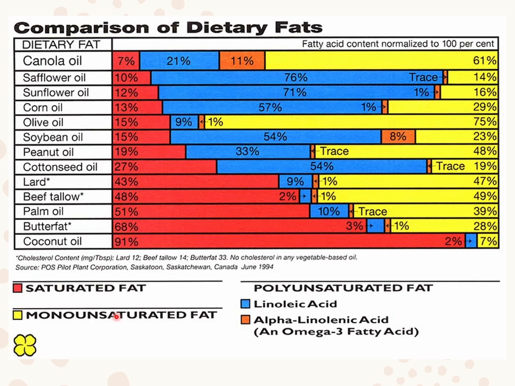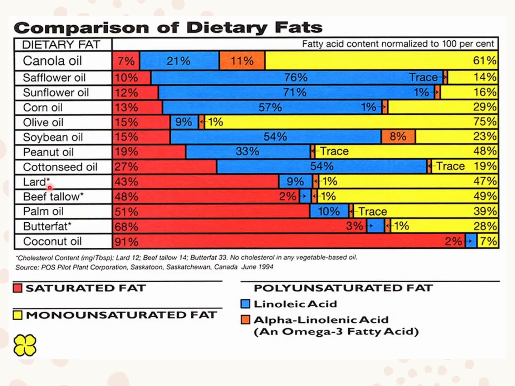Again, I'm not going to test you on these by any means, but it's a nice way for us to see what's actually inside of each of these products. So let's take a look at olive oil, for example. Olive oil has about 75% monounsaturated fats. Again, we would prefer to consume unsaturated fats as opposed to saturated fats.